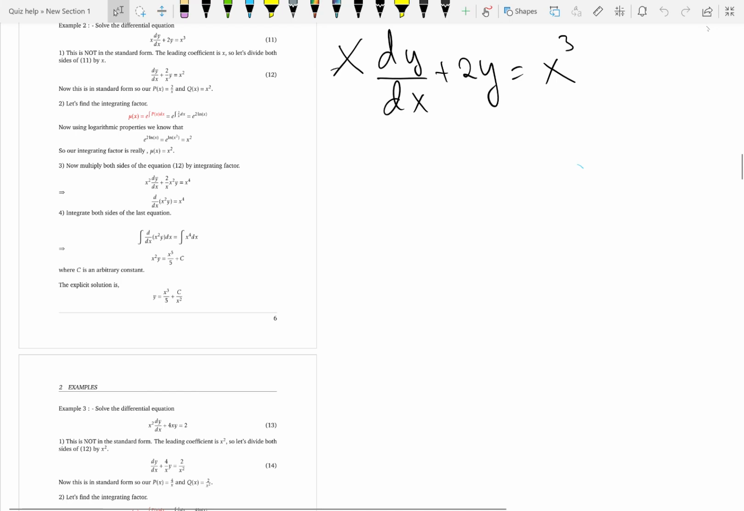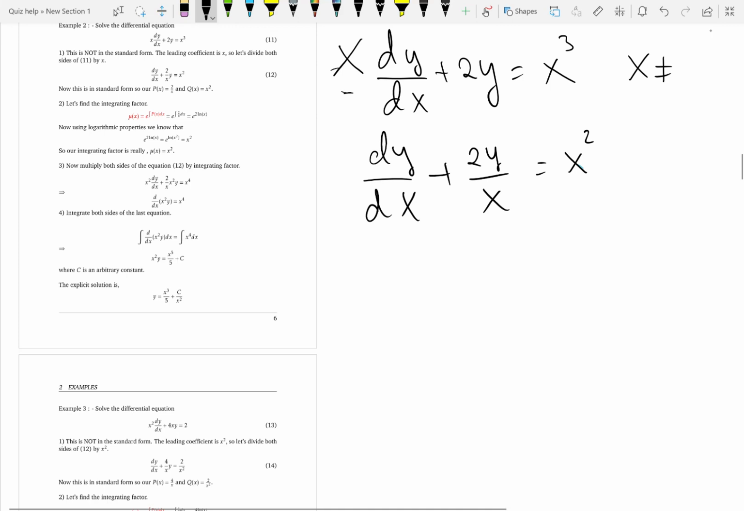This differential equation is not yet in standard form because we have a coefficient that is not 1 for dy over dx. So let's divide by x to make that coefficient 1. We can rewrite the differential equation with 2y over x, and x cubed over x is x squared. Of course, x shouldn't be 0 when you're dividing by x, because you cannot divide by 0. So we can rewrite the differential equation just like that.